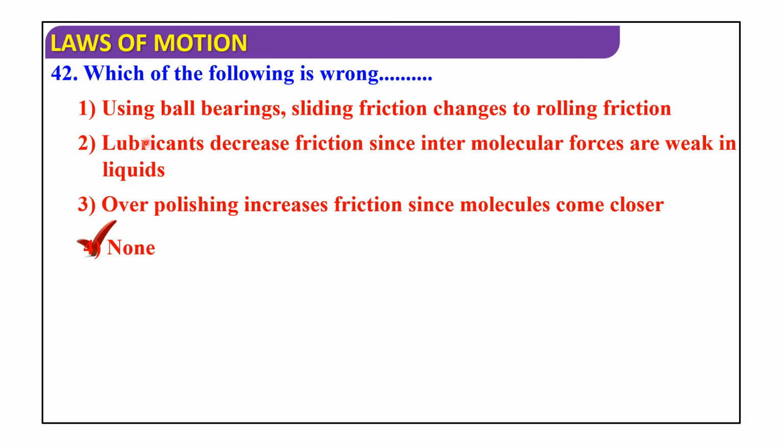By using ball bearings, sliding friction changes to rolling friction, and lubricants decrease the friction. Why? Because we are using lubricants to reduce the friction, since intermolecular forces are weak in liquids. Over polishing increases friction since the molecules come closer. So the three are correct. None of these is wrong. The three options are correct, so the answer is none.